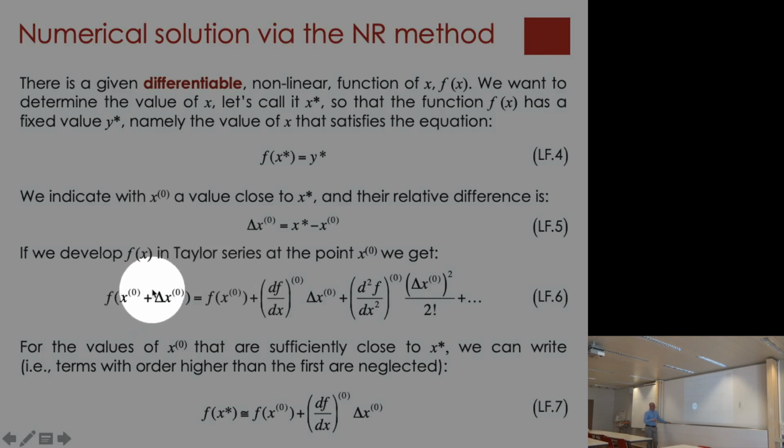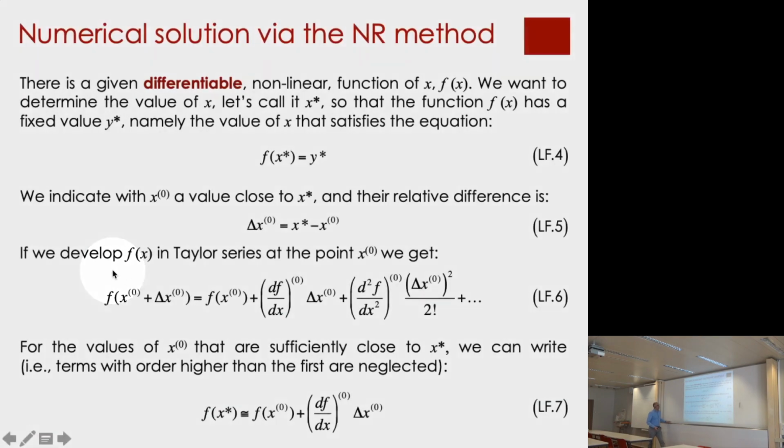So f of x0 plus delta x0 is equal to f of x0 plus df over dx computed in x0 times delta x0, plus the second derivative of f over dx squared, computed again in x0, times delta x0 squared over factorial of 2, and so on and so forth.